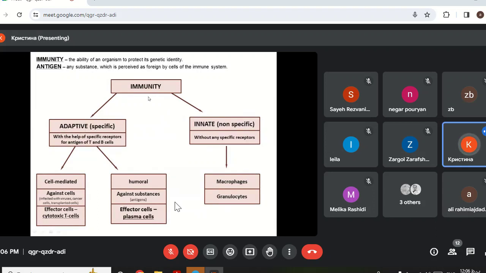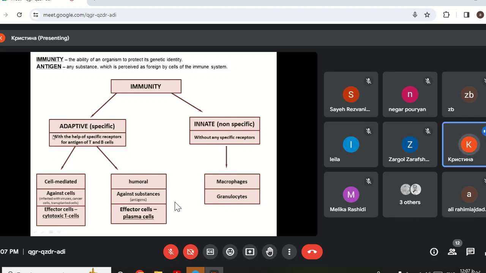Immunity is subdivided into innate, or non-specific, and adaptive, or specific. Innate non-specific immunity is performed without any specific receptors. It is performed by macrophages and granulocytes. Granulocytes are neutrophils, eosinophils, and basophils. These cells, macrophages and granulocytes, will attack and kill any antigen, bacterium, or parasite, no matter which type of bacteria it is. So this is why it is called non-specific.